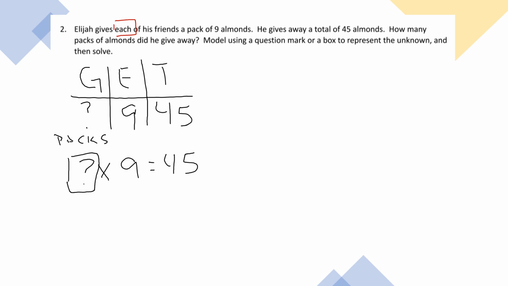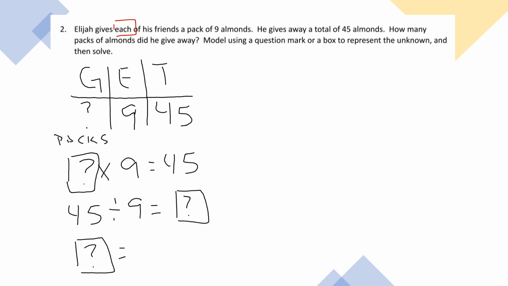And anytime you have either groups or each and total, it's always a division question, but you can write it as a multiplication question with a missing number, just like we just did. Or you can turn it into a division problem and write 45 divided by 9 equals the unknown. Now, you may already know what the unknown is, and if so, that's great.